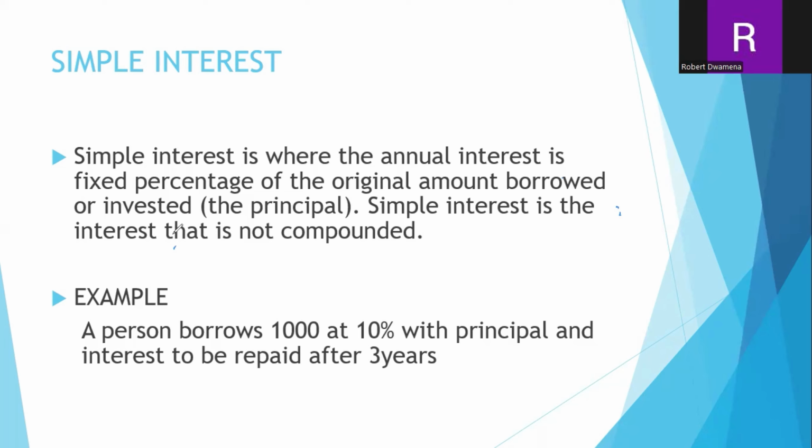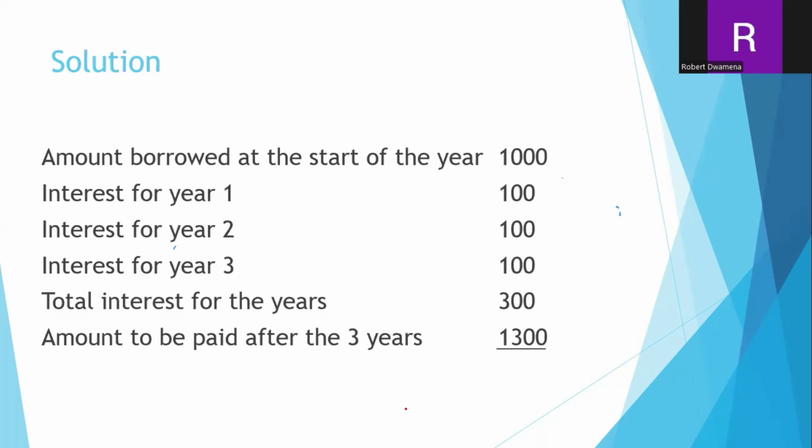Let's take this example. We said a person borrows 1,000 Ghana cedis at 10% with principal and interest to be paid after 3 years. So here, our principal is our 1,000 Ghana cedis. And our rate is what? 10%. And our time is 3 years. So let's look at the solution we have here.